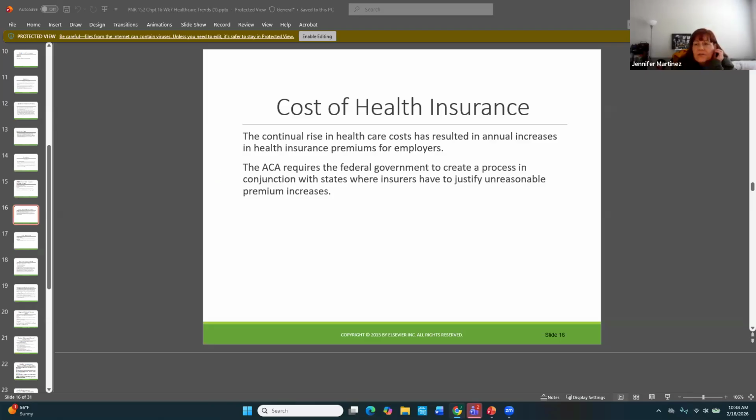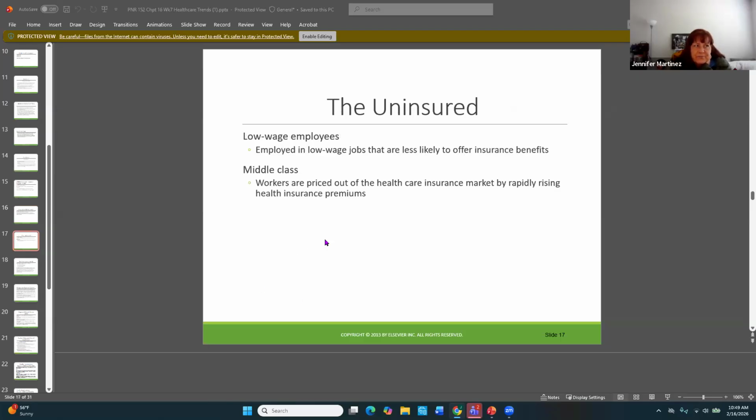But the Affordable Care Act does require the federal government to create a process in conjunction with states where insurers have to justify unreasonable premium increases. I'm trying to remember how much the actual price went up, to know if it was pretty significant. But yeah, some of them could be pretty costly, so you want to be really careful.